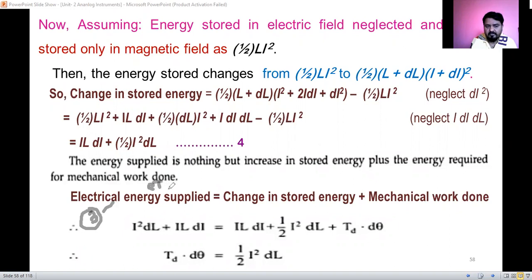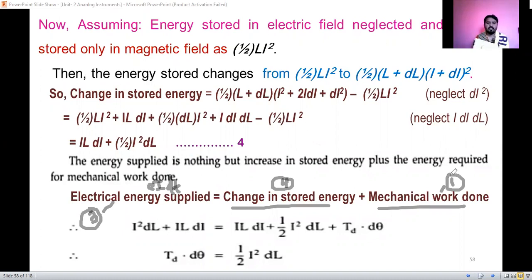Equation identify किया हमने. Yes, sir. That is equation number 3. Change in stored energy, that is just now we have calculated, that is equation number 4 here now. Equation number 4. What is the mechanical work done equation? Equation number 1. Yes.